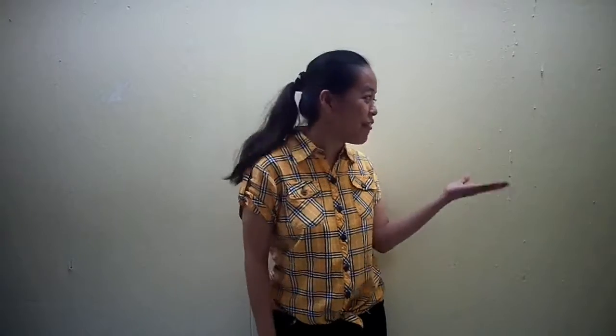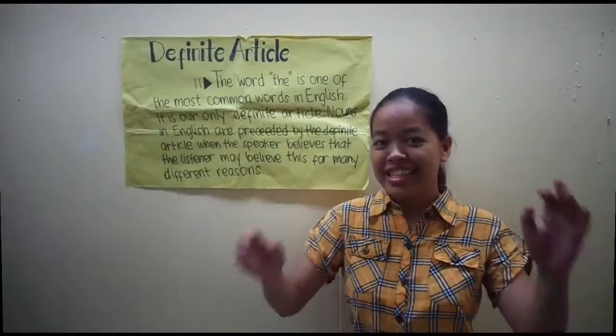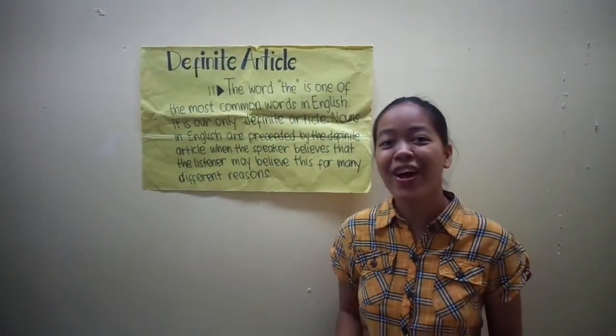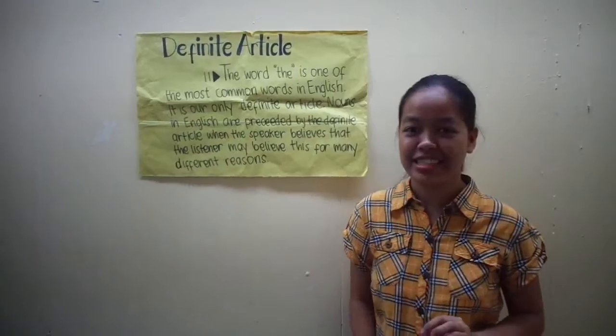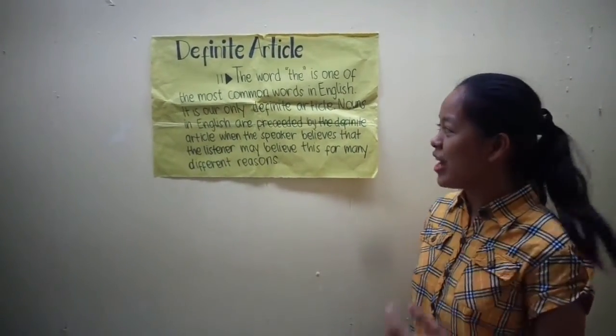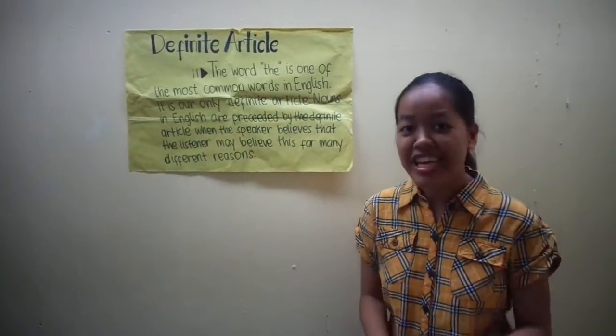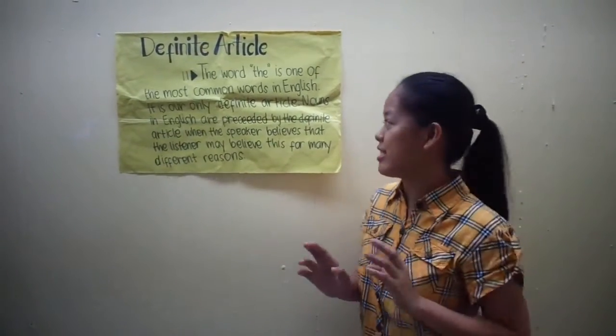Our lesson for today is all about articles. There are two types of articles, the definite article and the indefinite article. The first one that I will discuss to you is the definite article. This is the first type. What do we call the definite article? The word the is one of the most common words in English. It is the only definite article.